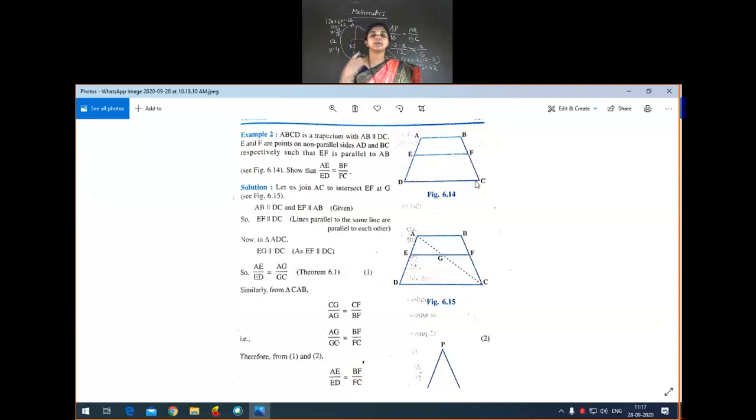I want to repeat this problem again. ABCD is a trapezium. Got the idea, no? With AB parallel to DC. In that, two sides AB parallel to DC. E and F are the points on the non-parallel sides, which are AD and BC. Such that this EF line is parallel to AB, which is given. What we have to show here is AE divided by ED, which is equal to BF divided by FC.